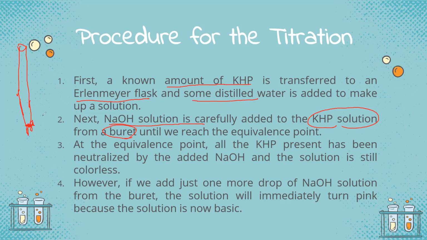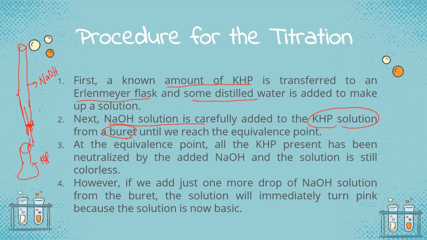So, in the titration process, if this is the burette class, I hope you can still remember ano yung mukha ng burette natin. Dito natin ilalagay sa burette si sodium hydroxide, and nasa Erlenmeyer flask naman si KHP or potassium hydrogen phthalate. So idadagdag natin dyan si sodium hydroxide until we reach the equivalence point. So a while ago, I discussed what equivalence point is.